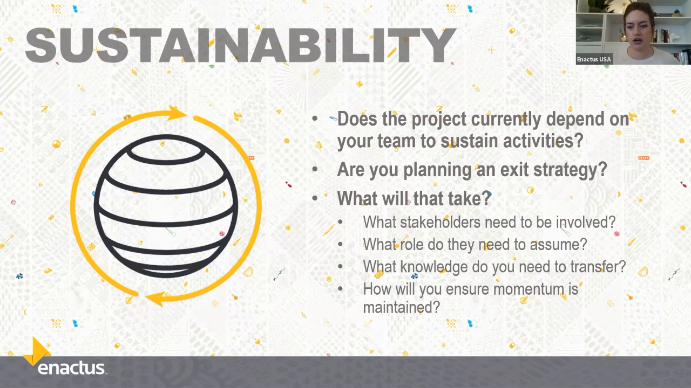It means you're somewhere in a middle stage and you've still got work to do to make sure that eventually your team can stop doing those activities and the project will go on and people will continue to benefit from it. And so that means creating systemic change. It means working with your stakeholders and understanding who needs to be involved in taking those activities over, what role they need to play, what training and knowledge you need to transfer to them, sort of the train the trainer model, and how this project is going to be maintained.